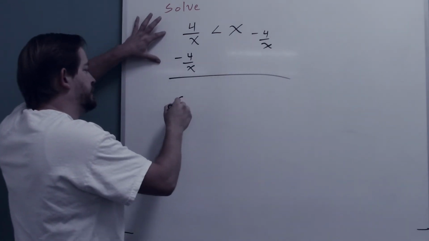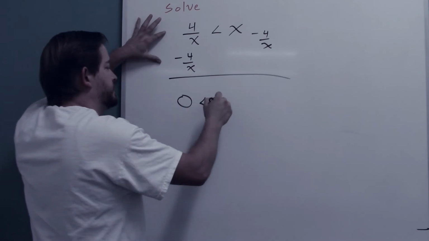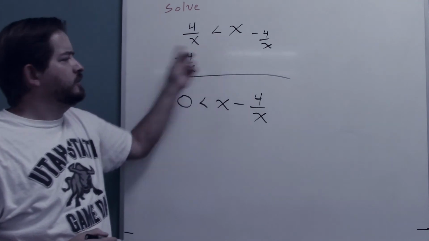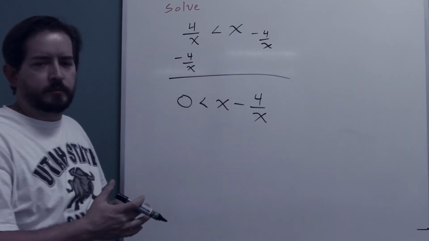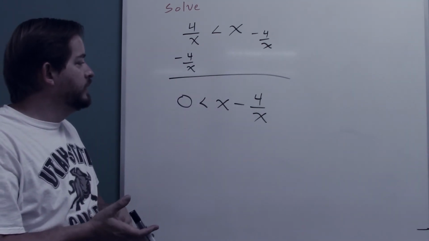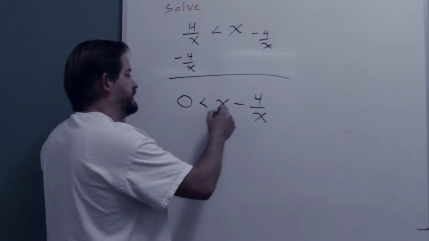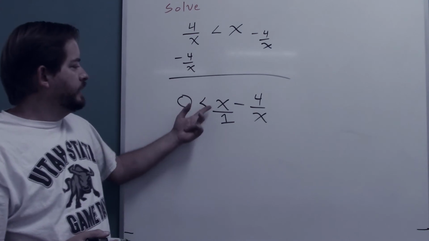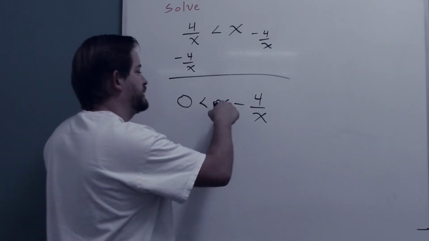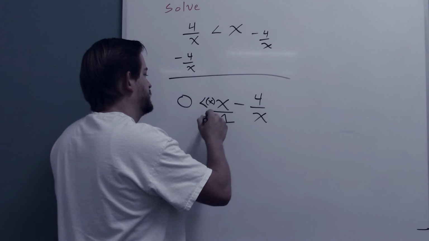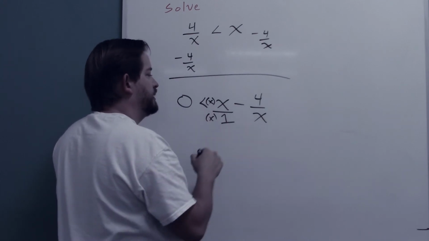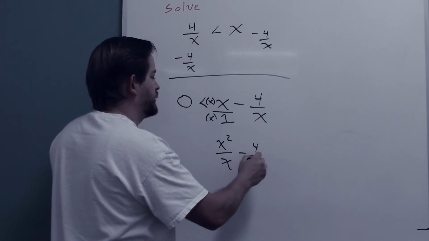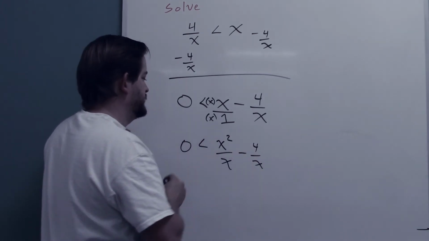That gives me 0 on the left, which is typically what I want, and x minus 4 over x on the right. And if you don't like it on the right, you could have subtracted x as well. It doesn't matter, right? What I can do though is call this x over 1, because that's the same thing. And then I can multiply the top and the bottom of this x over 1 by x, so that I have a common denominator. That leaves me with x squared over x minus 4 over x being greater than 0.